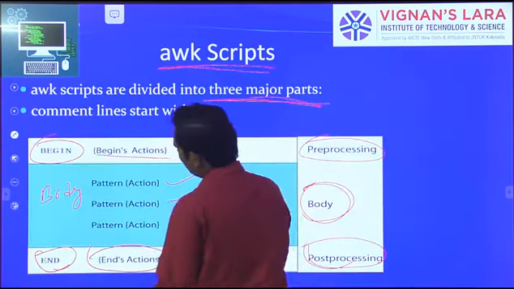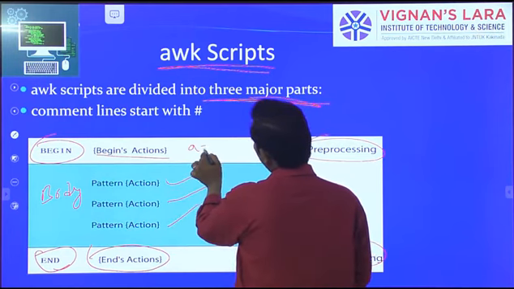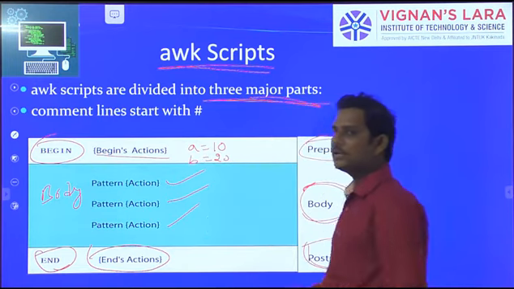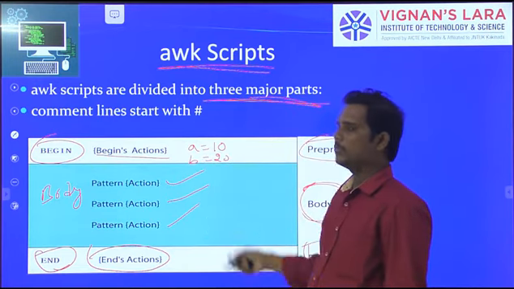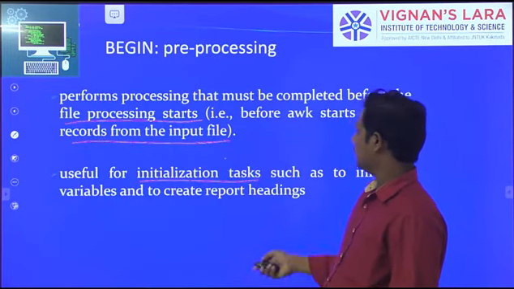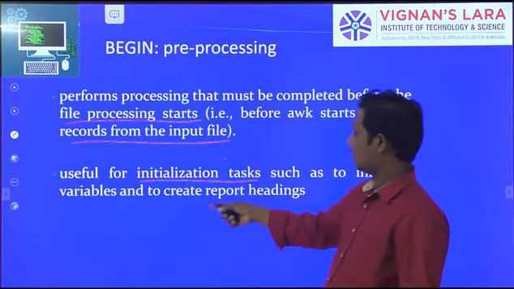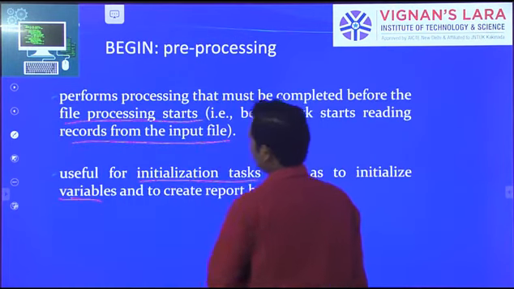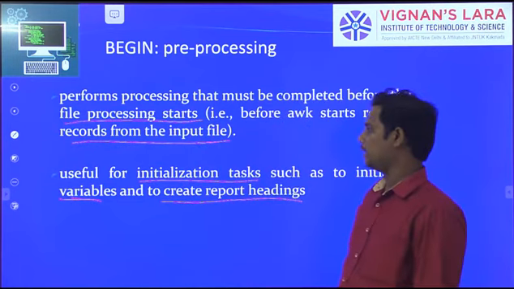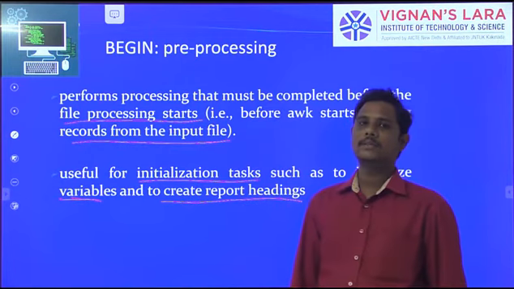So in the beginning of the body, what we give is initializing the variables: variable A is equal to 20, variable B is equal to 20. This is the initialization part. In the beginning of the action, we write variables, and we also write them to create the report heading. This is called pre-processing, the beginning of the action.